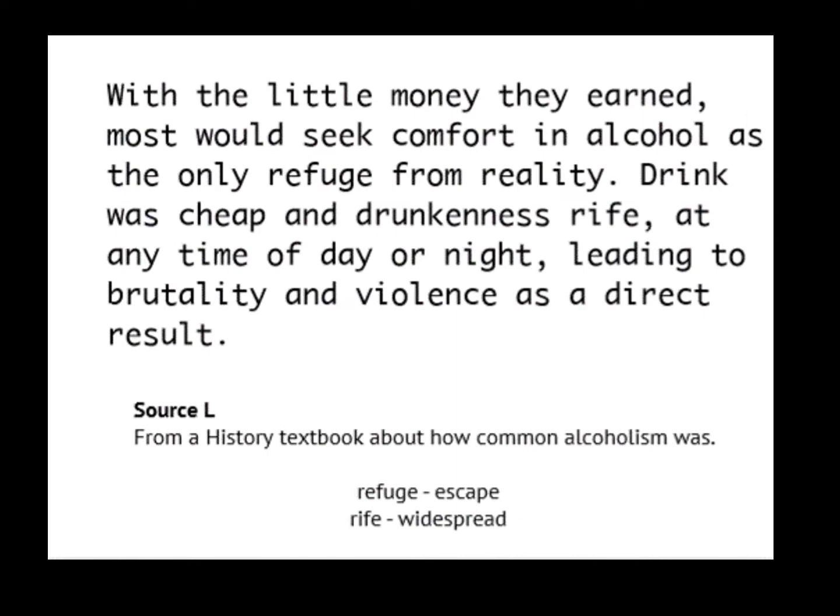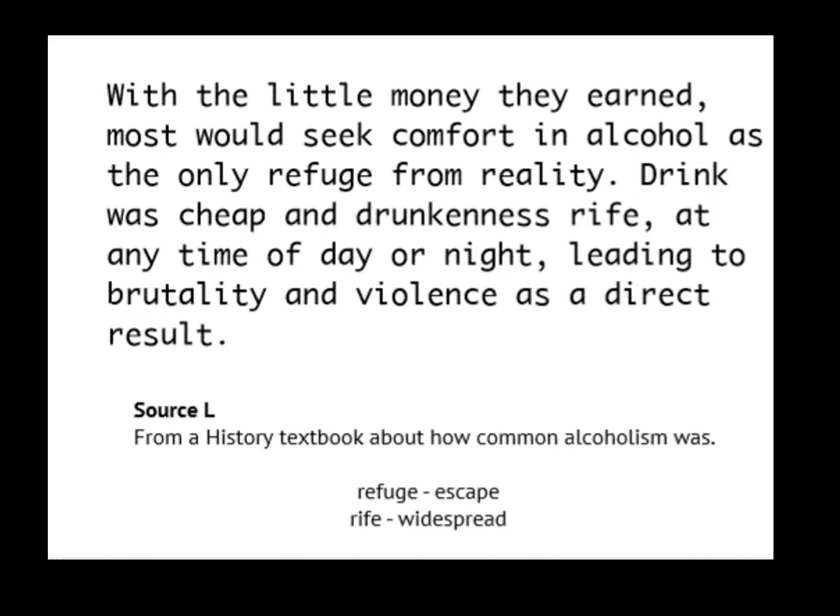Source L is also from a history textbook. It talks about how common alcoholism was. So it says, with the little money they earned, most would seek comfort in alcohol as the only refuge from reality, so it's the only escape they have. Drink was cheap and drunkenness rife, at any time of day or night, leading to brutality and violence as the direct result.